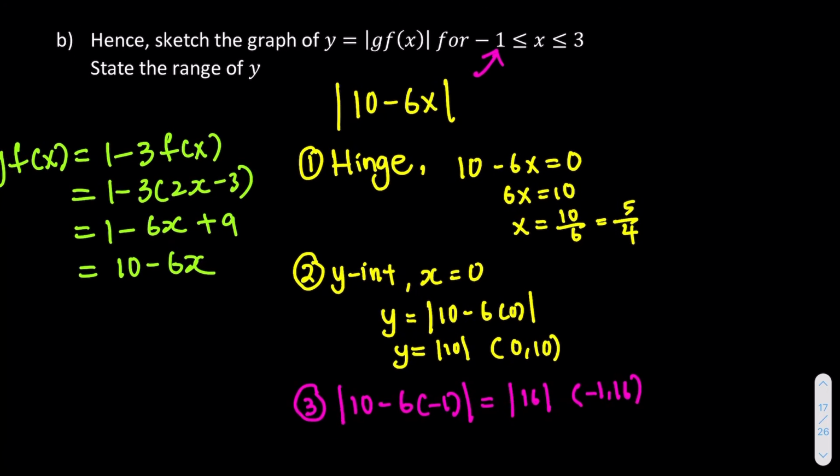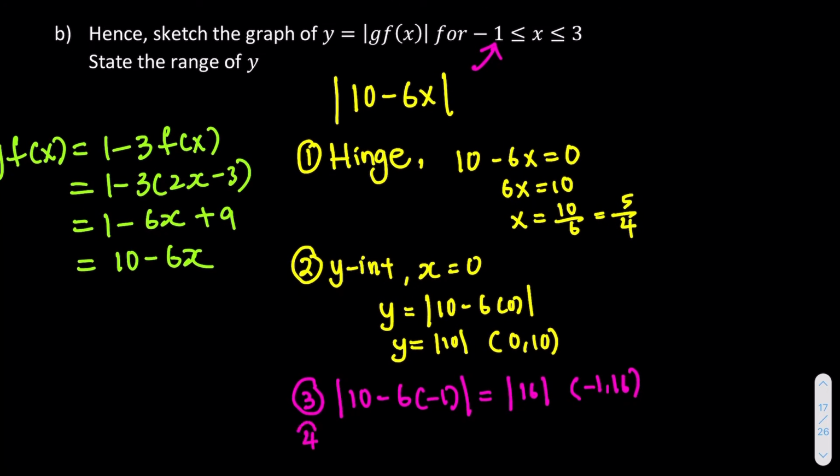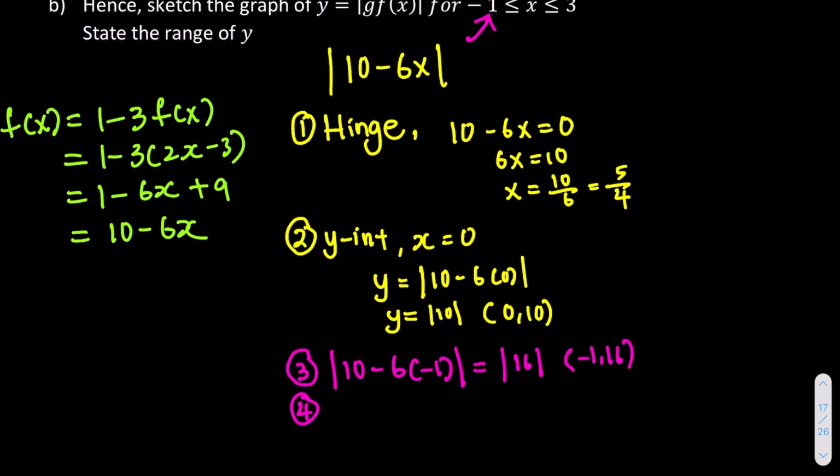How about the next one? When x is 3, we try 10 minus 6 times 3. So we have 10 minus 18, which is -8. But don't forget, the modulus will only give us the positive. So the second point is going to be (3, 8).